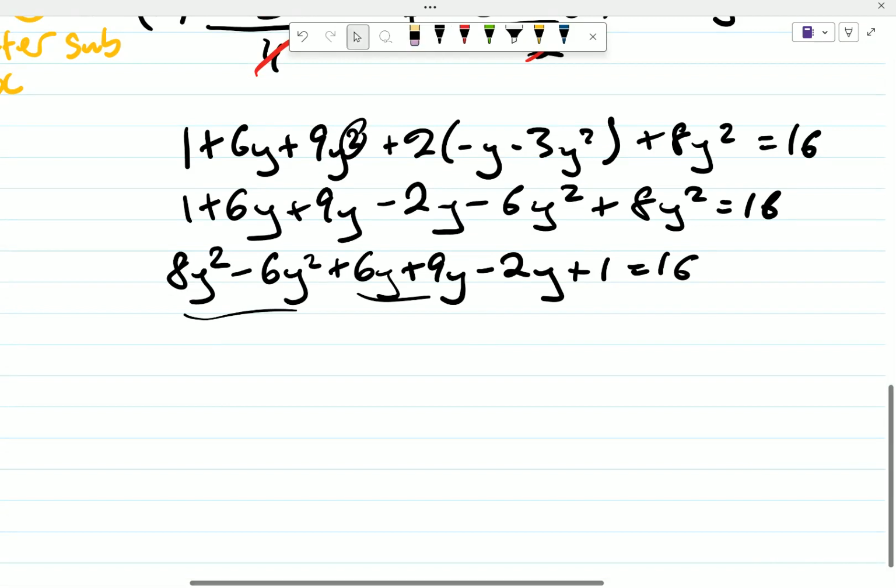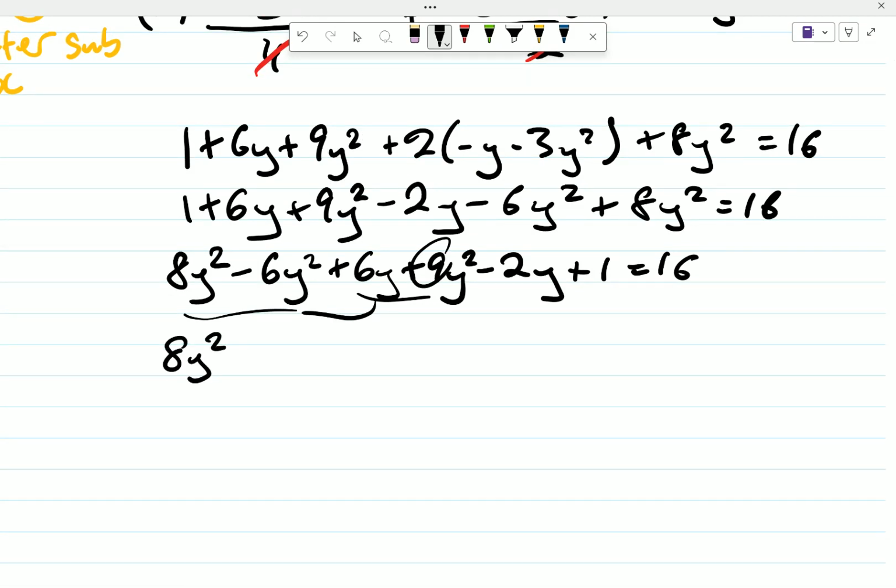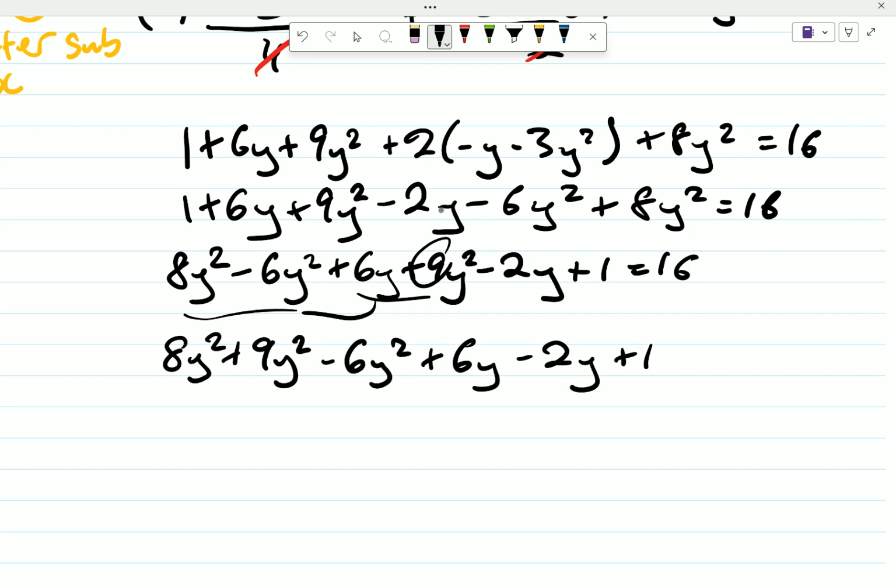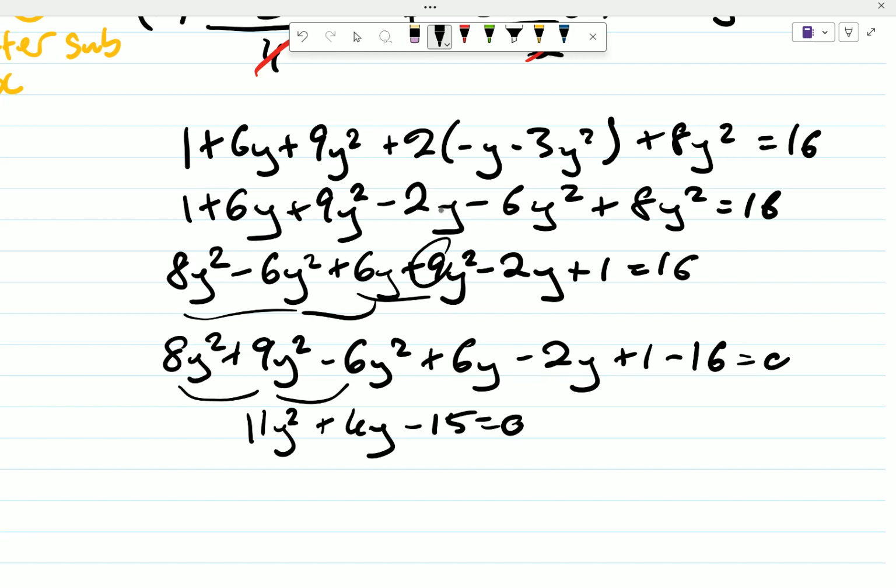This, I forgot about this squared. So this 9y squared, that should come down. And so this will actually go into here. So that's 8y squared plus 9y squared minus 6y squared plus 6y minus 2y plus 1 minus 16 equal to 0. So that's 17 minus 6, that's 11y squared plus 4y minus 15 equals 0.